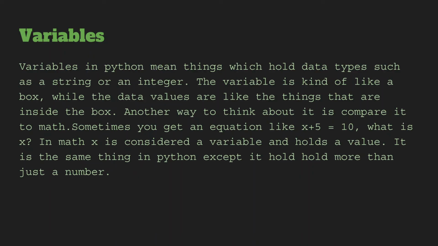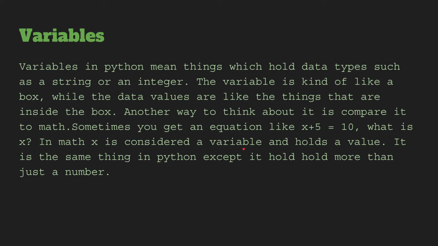Back to slides. So what are variables in Python? Variables in Python mean things which hold data types, such as a string or an integer, which we just learned about. The variable is kind of like a box, while the data values are like things that are inside the box. Another way to think about it is to compare it to math. Sometimes you get an equation like x plus 5 is equal to 10. What is x? In math, x is considered a variable and holds a value.